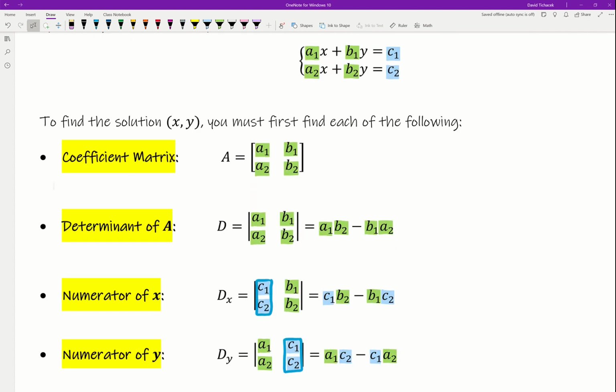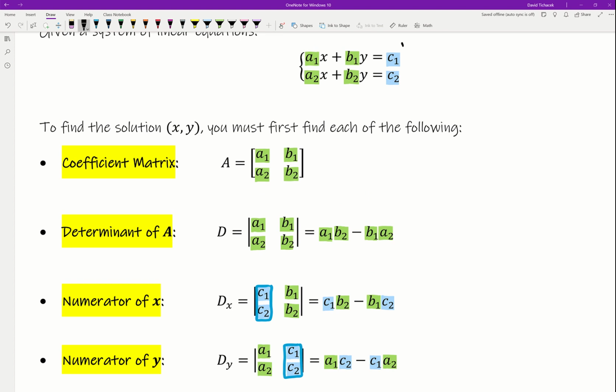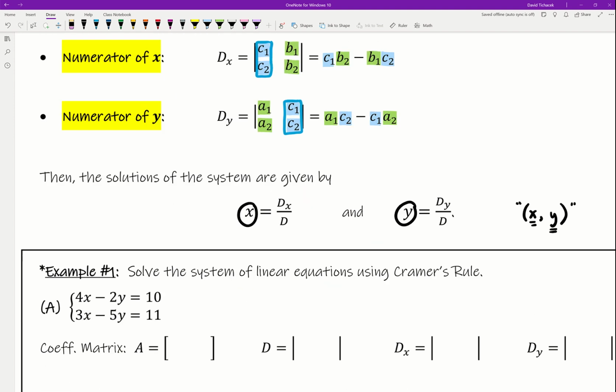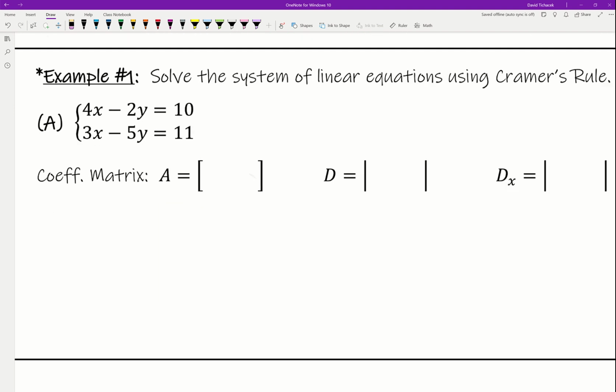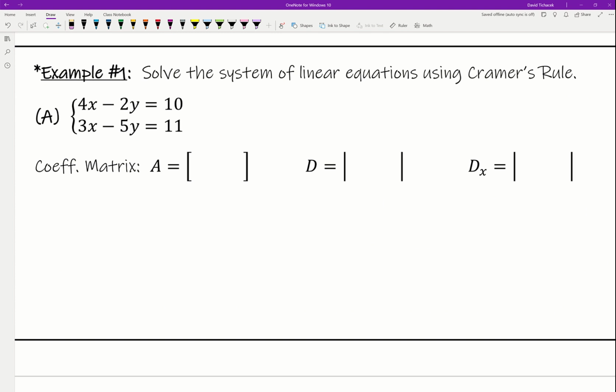One of them is simply going to be a 2 by 2 matrix where we have just 2 equations with 2 unknowns, and then later on I want to extrapolate this to a system with 3 equations and 3 unknowns, x, y, and z. So let's go ahead and take a look at this first example here. We have example 1, solve the system of linear equations using Cramer's rule.